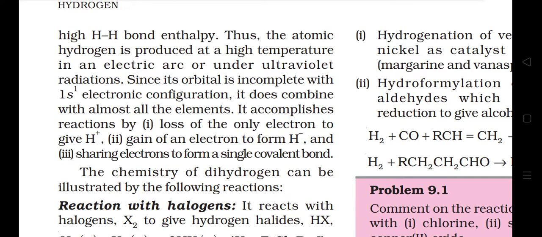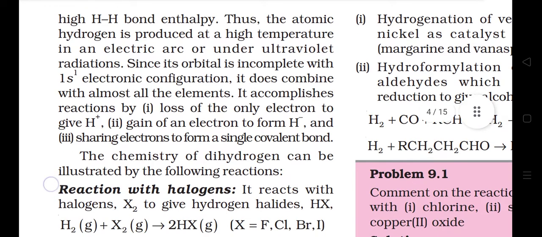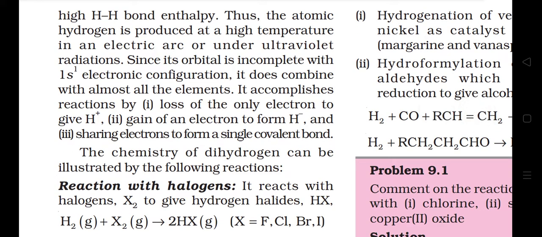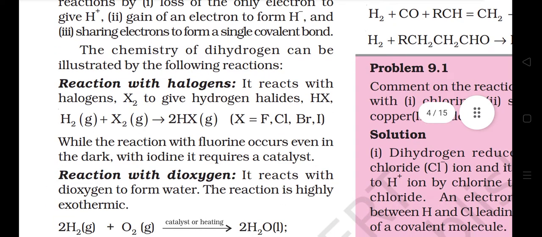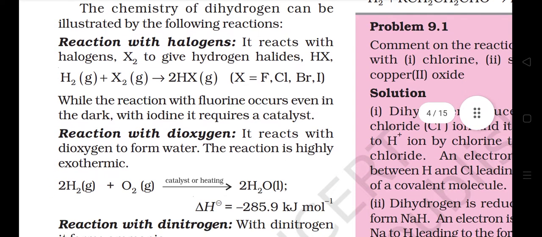It accomplishes reactions by 1. Loss of the only electron to give H⁺, 2. Gain of an electron to form H⁻, and 3. Sharing electrons to form a single covalent bond. The chemistry of dihydrogen can be illustrated by the following reactions. Reaction with halogens. It reacts with halogens X2 to give hydrogen halides HX. While the reaction with fluorine occurs even in the dark, with iodine it requires a catalyst.